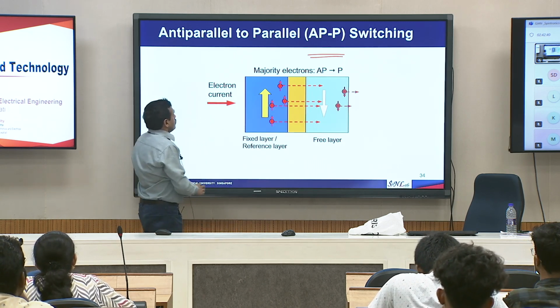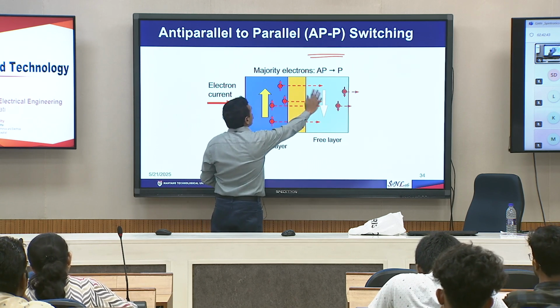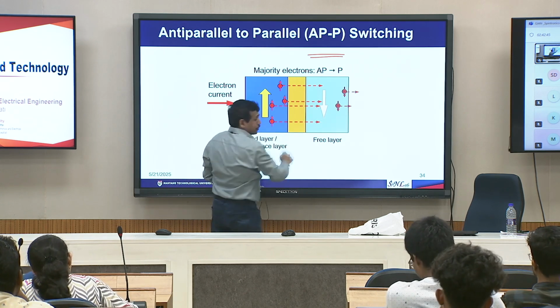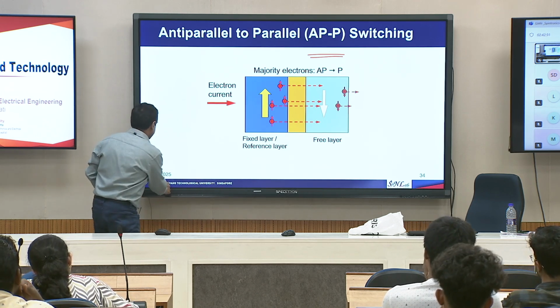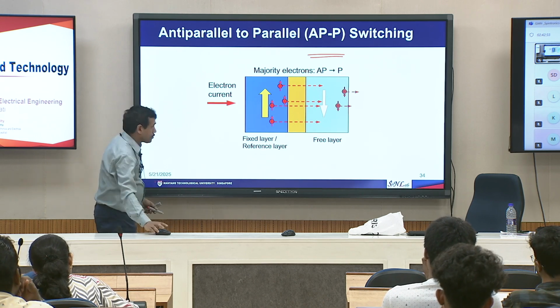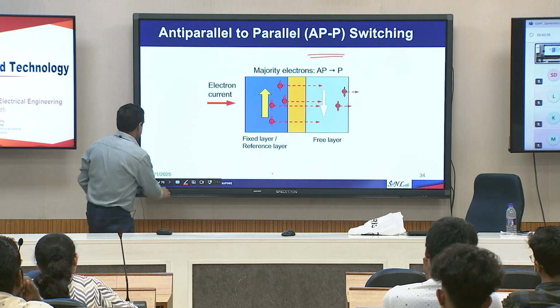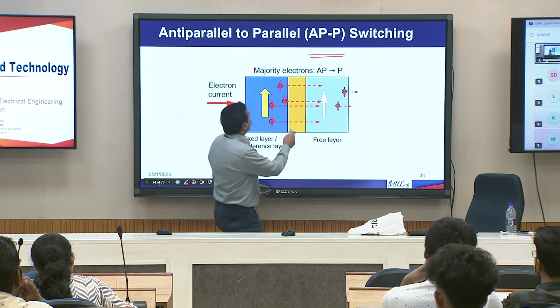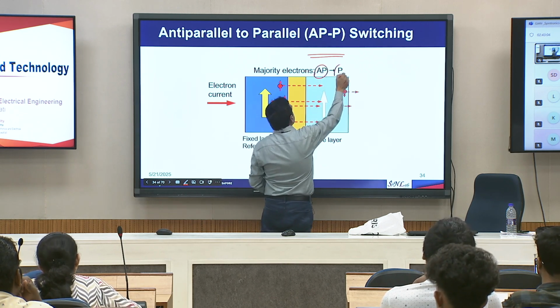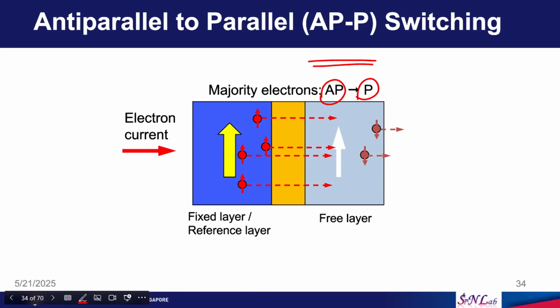Okay. So, when these electrons go to the other side, they will transfer torque to the magnetization here. As a result, finally, this will switch. Okay. So, we will go from anti-parallel state to parallel state. The MRAM guys always use the abbreviation. So, they will say AP to P switching. Okay. AP stands for anti-parallel, P is for parallel magnetization.